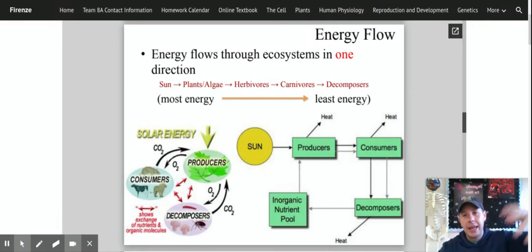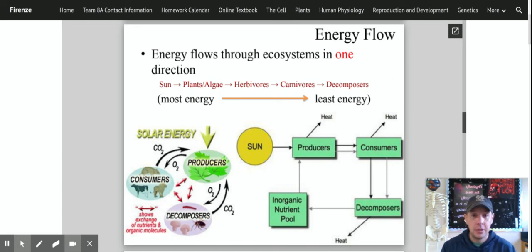The sun comes shining down and it shines down on all the plants and algae around the world. And all the plants and algae go photosynthesis. I'm going to make sugar. I'm going to make oxygen. I'm going to absorb carbon dioxide. And that's going to help other organisms. So the energy gets passed from the sun to our plants and our algae. Then organisms have to eat the plants and the algae. So the energy from the sun that's in the plants and the algae gets passed to herbivores, plant eaters.